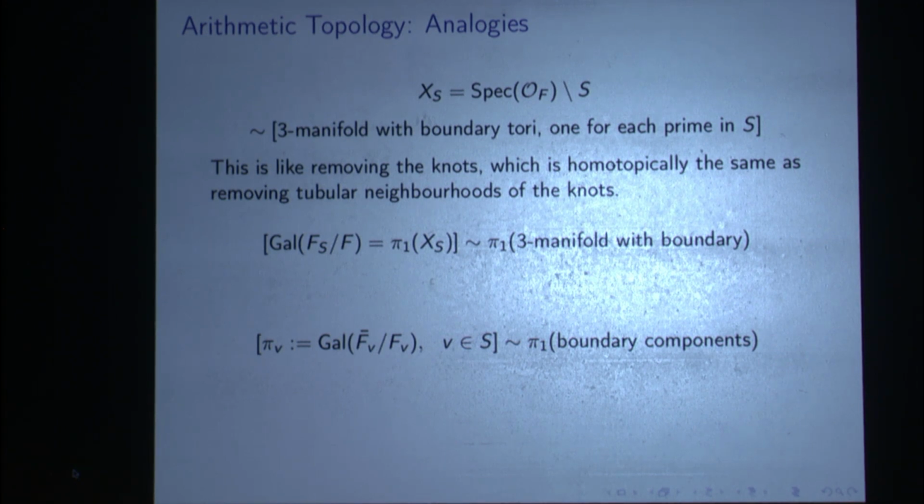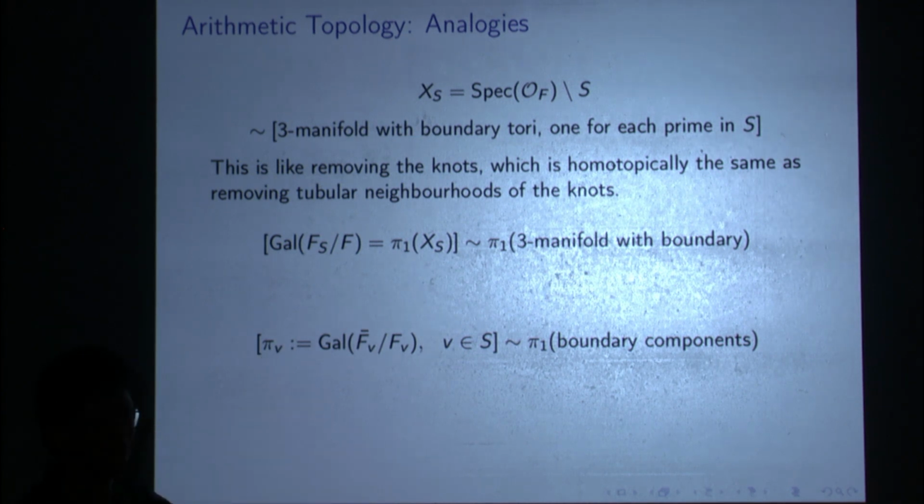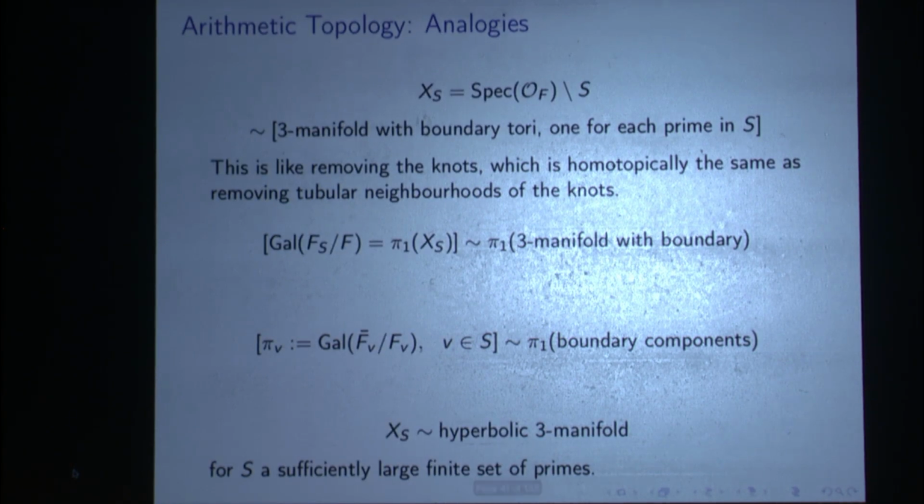And the Galois group, this fundamental group that I mentioned, is supposed to be like the fundamental group of a three-manifold with boundary, while the fundamental group of these completed fields, remember, is like pi 1 of the boundary components, these tori boundary components. And the last part of this analogy I'll mention is that if you remove sufficiently many primes, this should be like a hyperbolic three-manifold.